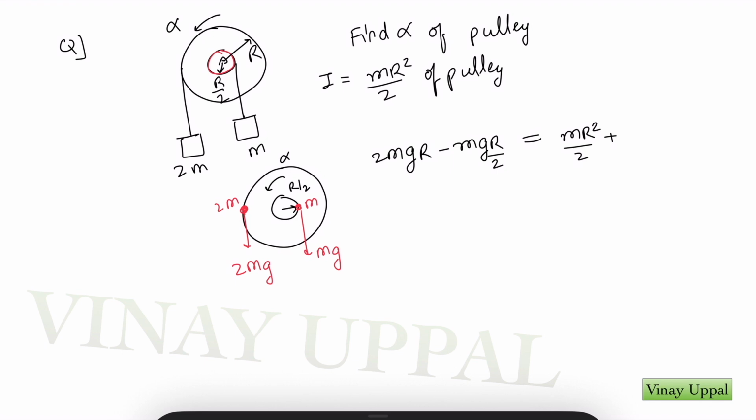And what about the particles? The distance of 2m is r from the hinge, so that will be 2m times r square, plus the distance of m is r by 2, and the entire moment of inertia times the angular acceleration. The first term in the moment of inertia is for the pulley, the second term is for mass 2m, and the third term is for mass m. And that's it. Just solve for angular acceleration and you should be able to get it as 6g by 11r.